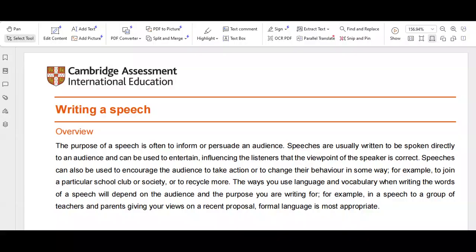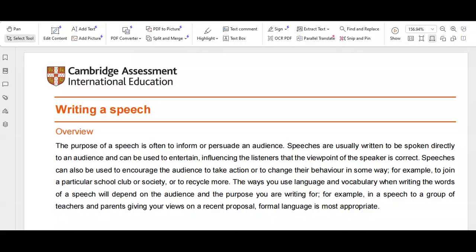So, let's discuss what speech writing is. First and foremost, when it comes to writing a speech, or recording your response to the directed writing question, the first thing that you need to decide is your stance. Like, what and why are you writing it? So, usually speeches are written either to inform, or to persuade, or to present some sort of argument in front of your audience. The difference between discursive, persuasive, and argumentative writing has already been discussed in the previous videos.